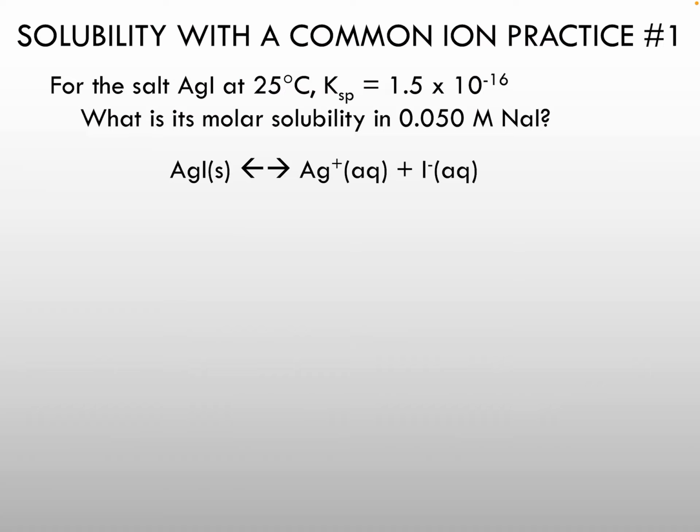Okay. So let's go ahead and look at how we would do this mathematically. This says for the salt silver iodide at 25 degrees Celsius, we have a KSP value, and I want to know what is the molar solubility in 0.05 molar sodium iodide. This is going to be done exactly the same way, except for one step. We are not starting with zeros at the beginning, because we already have stuff in our solution.